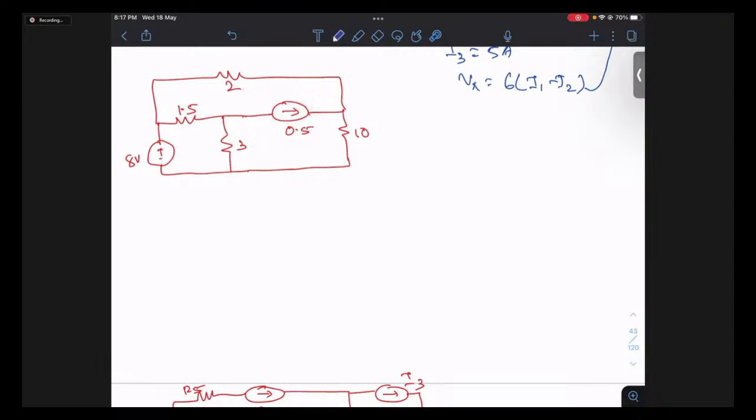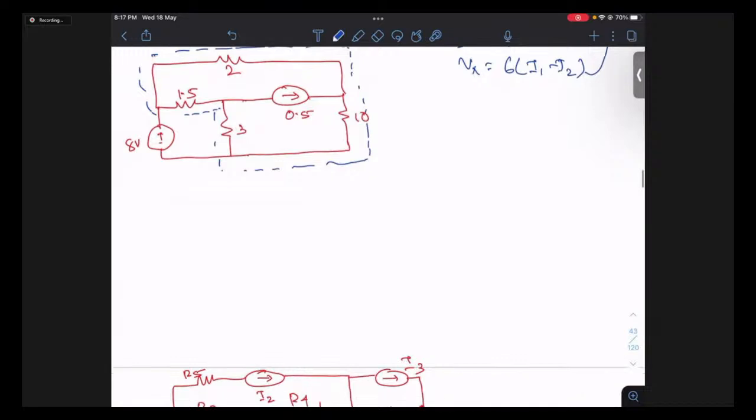So what will we be doing then? By skipping this one, we'll form a bigger mesh. This is what I'm highlighting. In this path only, we'll be writing the equation. This is the super mesh in this case. So the first mesh equation, let's say this is mesh 1. This current, let me call it I1. This current, let me call it I2. And this current, let me call it I3.